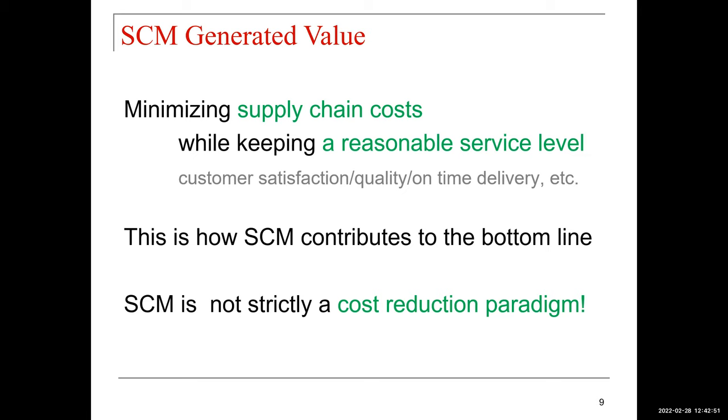This is how supply chain management contributes to the bottom line. And this is what I want you to keep in your mind, if you want to get something from this lecture, this is not a cost reduction paradigm. Okay, so you know there's going to be a good amount of money that is going to go into planning for the supply chain, but at the same time, those are operations that are really important, right? You want to deliver your product on time, you want to deliver the right amount, and you want it on time. So this is not strictly a cost reduction paradigm. This has to be accompanied with the service level that you have to provide to your customers.